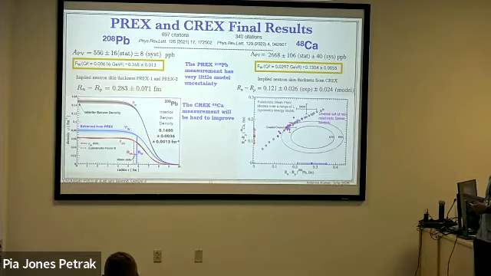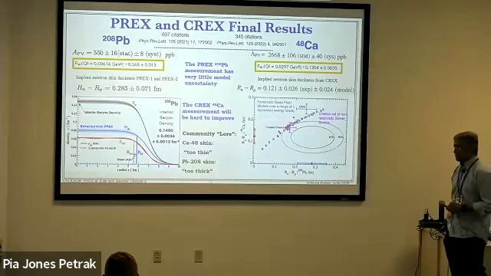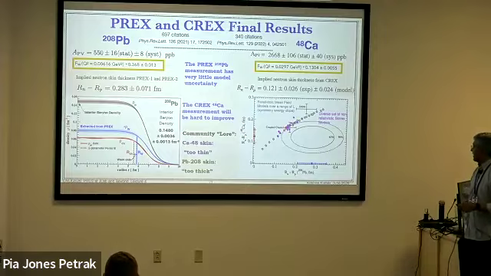So the PREX measurement has very little model uncertainty. The CREX measurement is challenging to improve. The community lore is that this should be here and that should be over there, which means that the calcium-48 skin is too thin and the lead skin is too thick. But I am actually suspicious that they don't know what they're talking about, and that they're missing some dynamics.